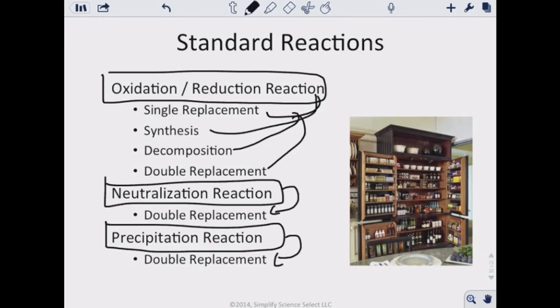The 5 major general types, synthesis, decomposition, single replacement, double replacement, and combustion, leave out a couple of things. In general, in high school and on-level chemistry, we organize with single replacement, double replacement, synthesis, decomposition, and combustion. But we're going to talk a little bit about oxidation reduction, neutralization, and precipitation.